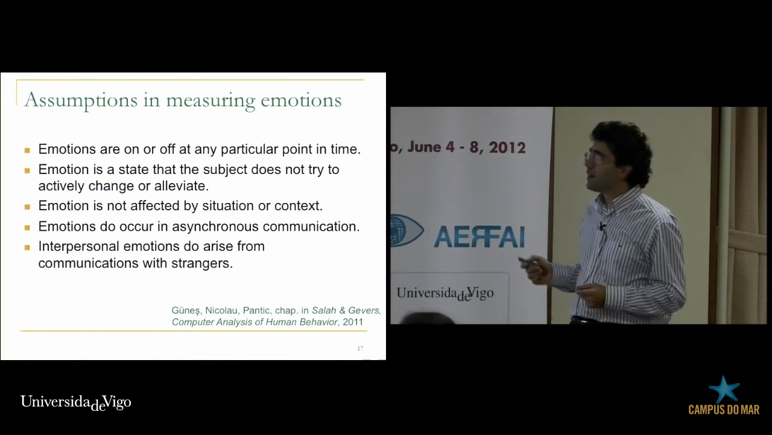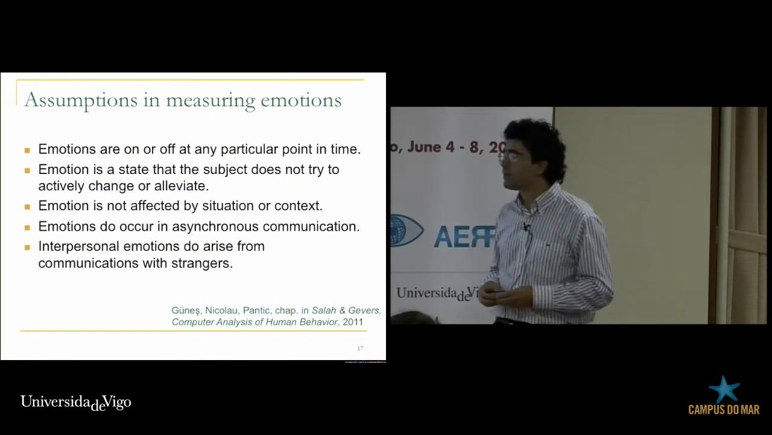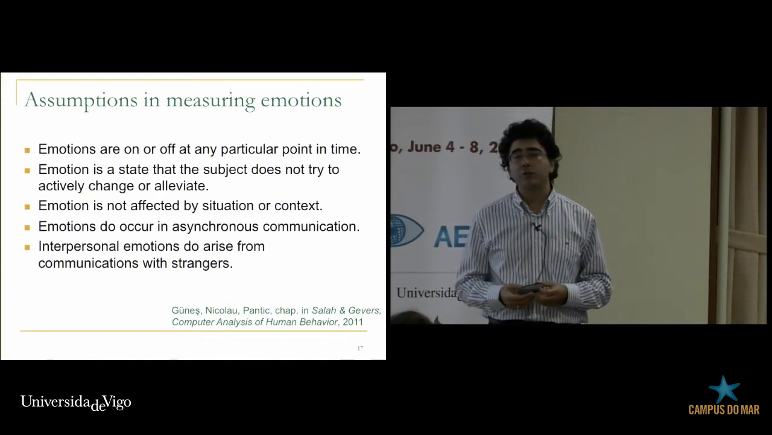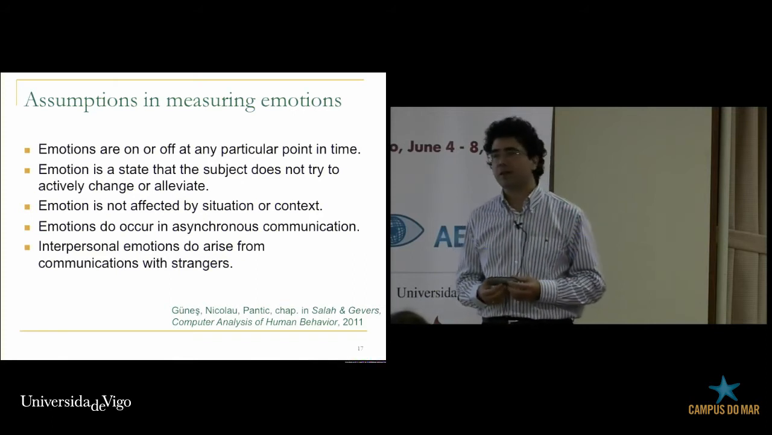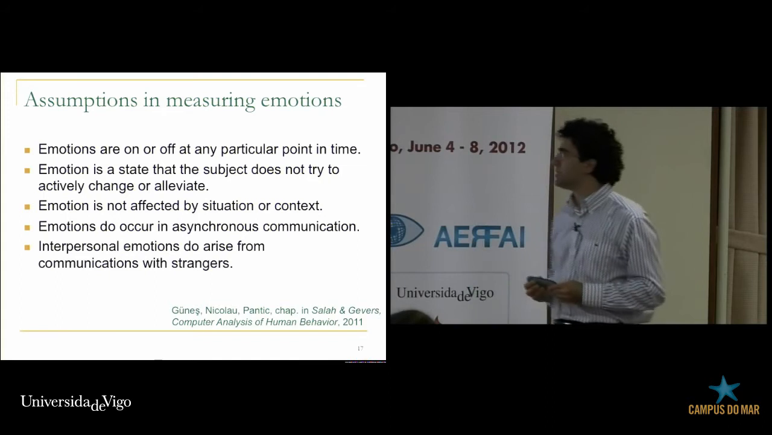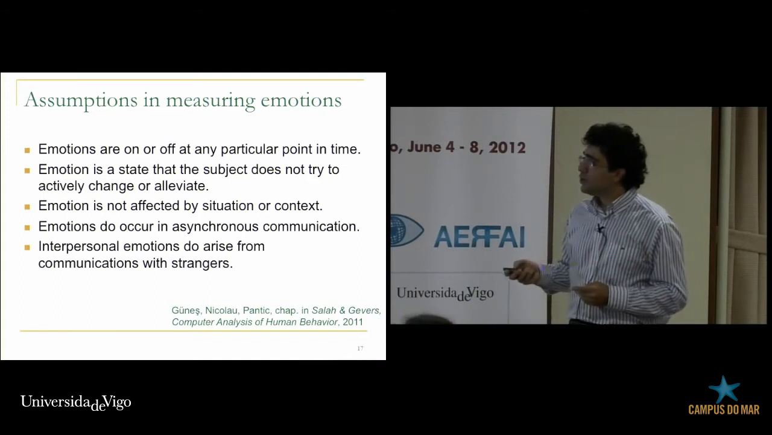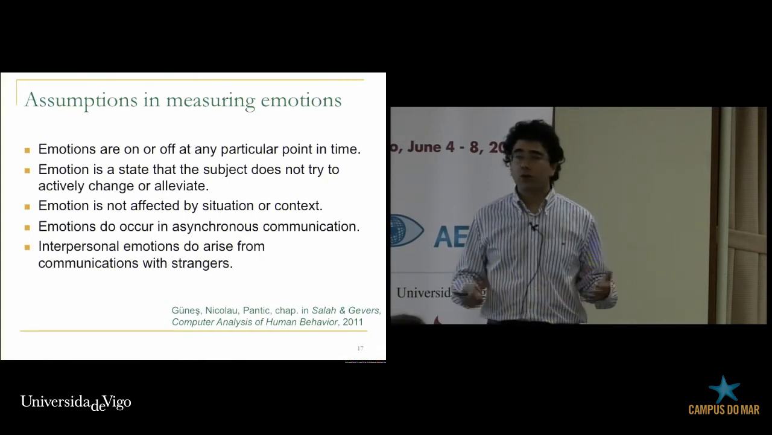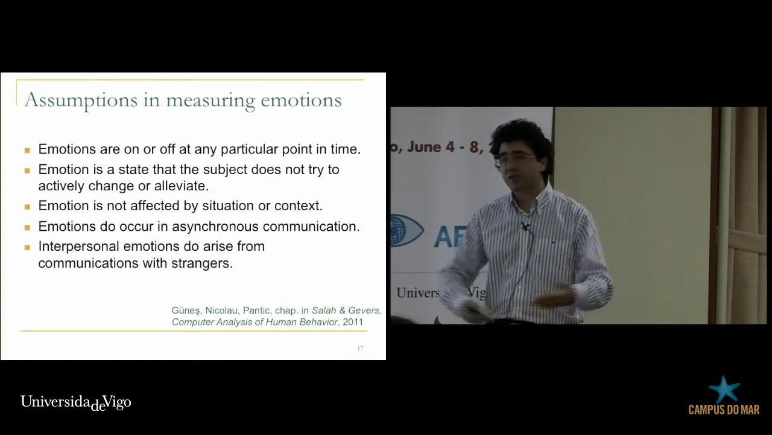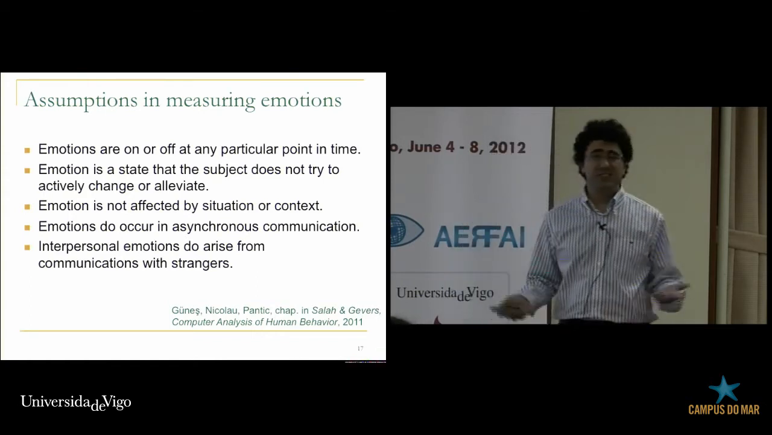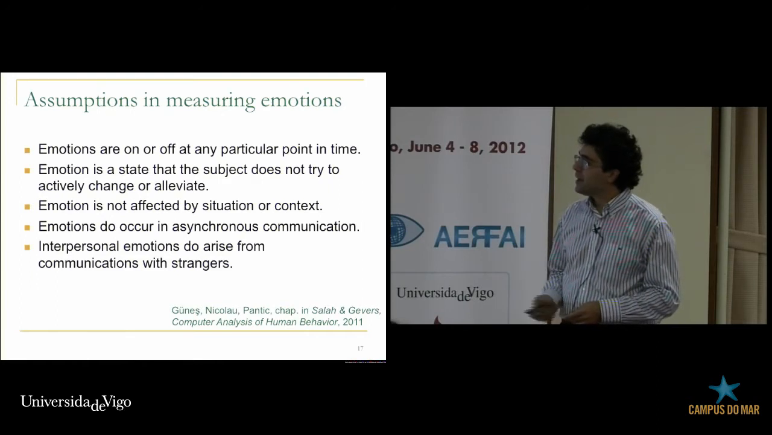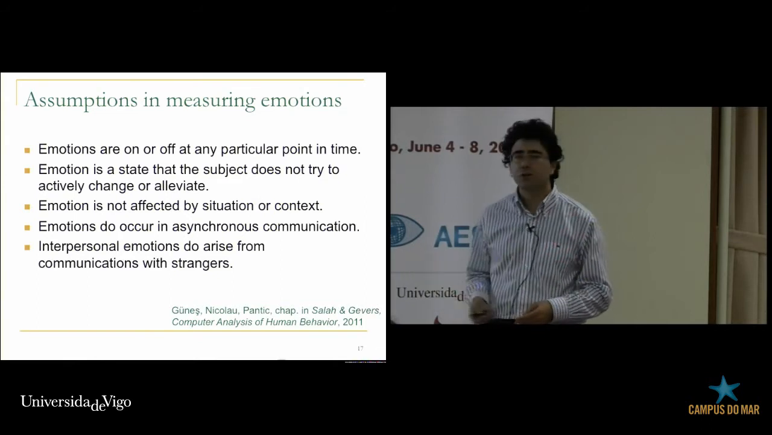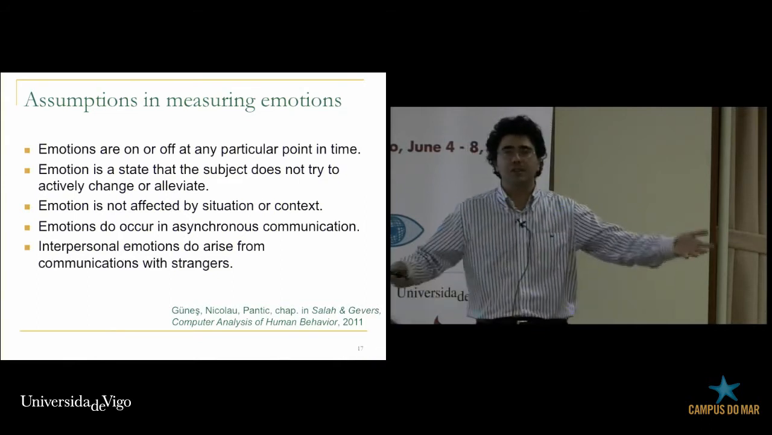We also assume that emotion is not affected by situation or context. That's one of our biggest assumptions, because we collect our databases in a lab environment, and we assume that the lab is some place where people can be happy. It is a kind of weird assumption. We assume that emotions do occur in asynchronous communication, so we usually record people not in natural conversations but in scripted settings, which is also a simplifying assumption. And we assume interpersonal emotions do arise from communication with strangers. The stranger in this case is usually the experimenter, trying to elicit some emotion.